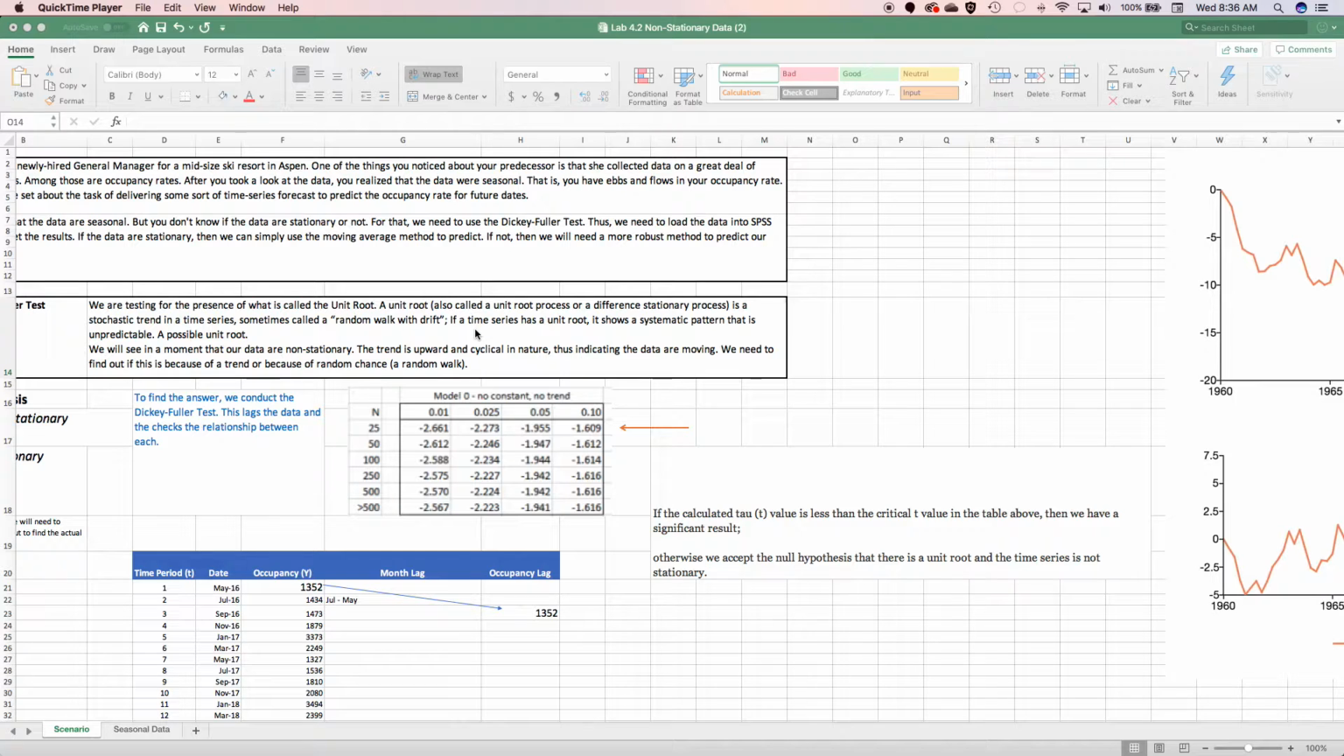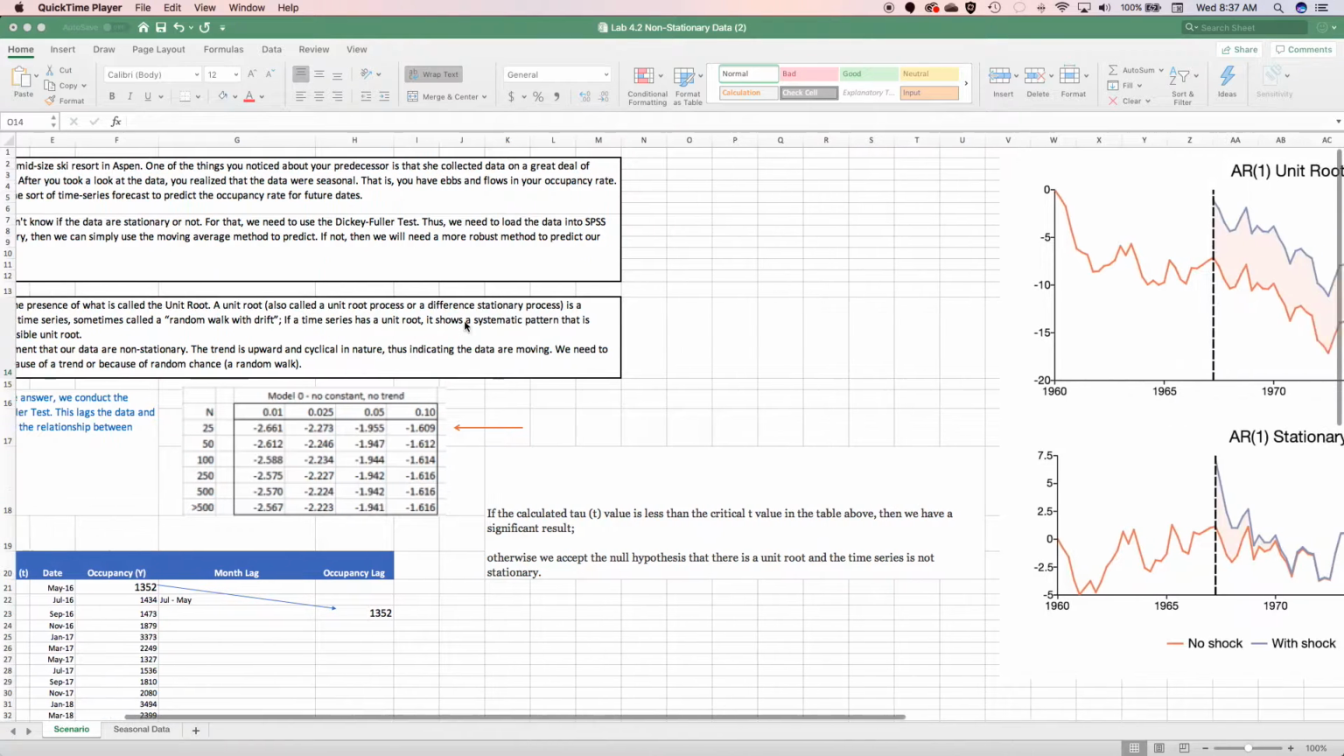So if you have a unit root, you'll find some sort of systemic or systematic pattern that is unpredictable. When it is there, you can see some sort of upward or cyclical trend, or maybe it's a downward but cyclical trend. And so it indicates that the data are moving. What we have to do is rule that out to determine whether we're going to be able to use our solid understanding of the concepts that we've already learned, or we're going to have to come up with some other way to deal with this.